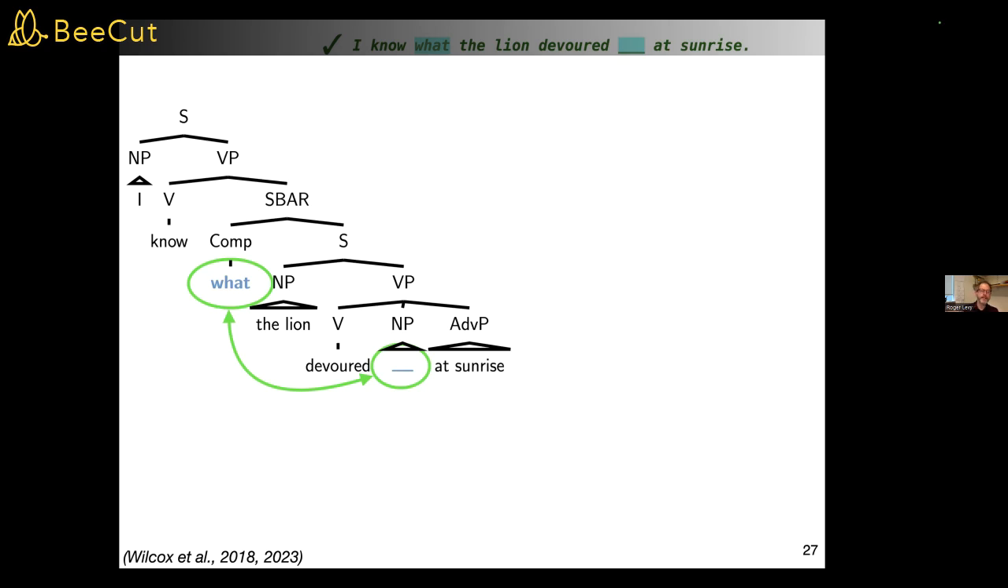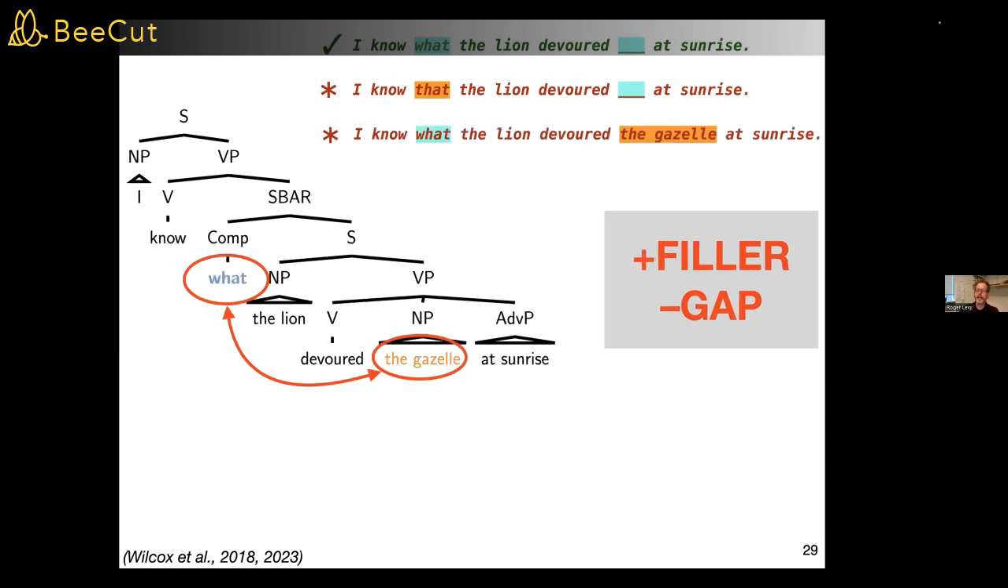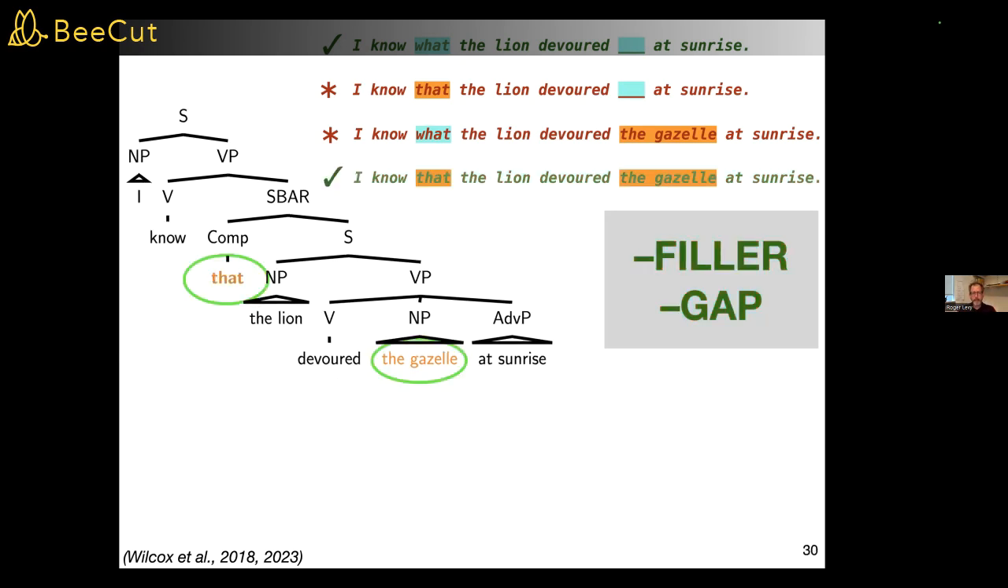And I'm sketching that relationship here. I'll call that the filler plus gap version of this sentence. If I remove the filler, I change the word what to that. In this case, the sentence becomes ungrammatical. I know that the lion devoured at sunrise sounds terrible to any native English speaker. I know what the lion devoured the gazelle at sunrise has the filler, but it doesn't have a gap. That also is ungrammatical. But if I remove the filler and fill the gap at the same time, it's fine. I know that the lion devoured the gazelle at sunrise.